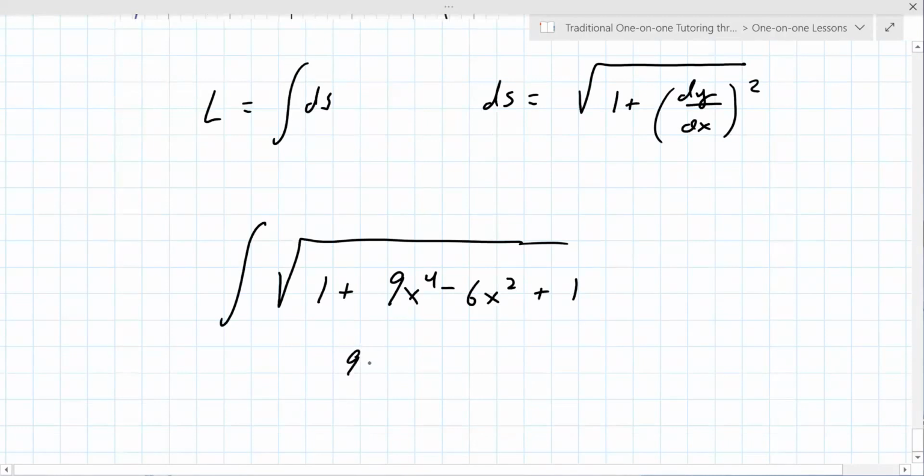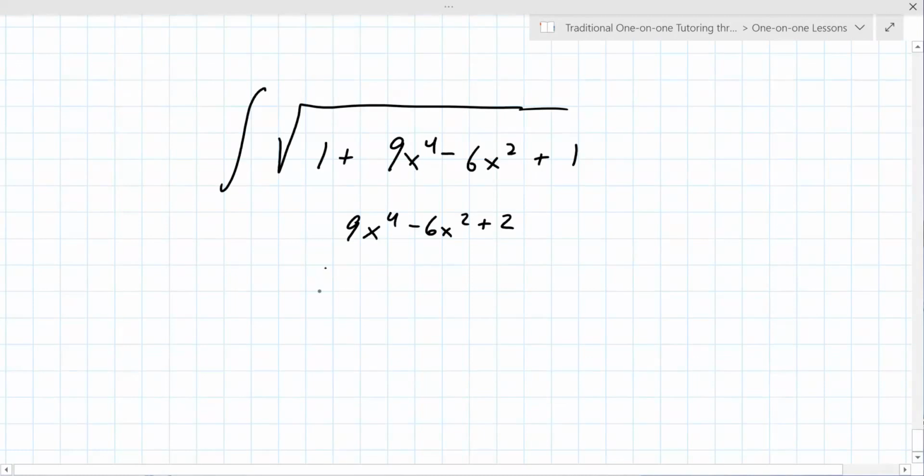So this one becomes 9x to the fourth minus 6x squared plus 2. All right, so here's what could happen: this becomes minus 1 squared. No, that doesn't work. Sometimes these become things that work out nicely. This one doesn't have the appearance of that. Let me check real quick and see if this factors. Sometimes they become perfect square trinomials, which is what I was kind of looking for here.